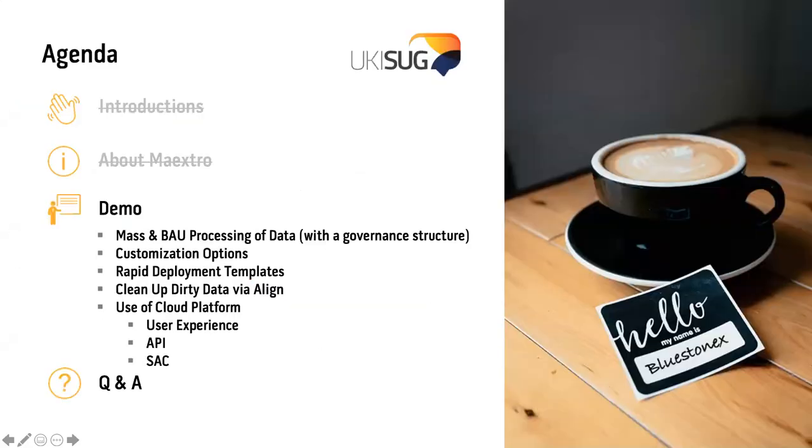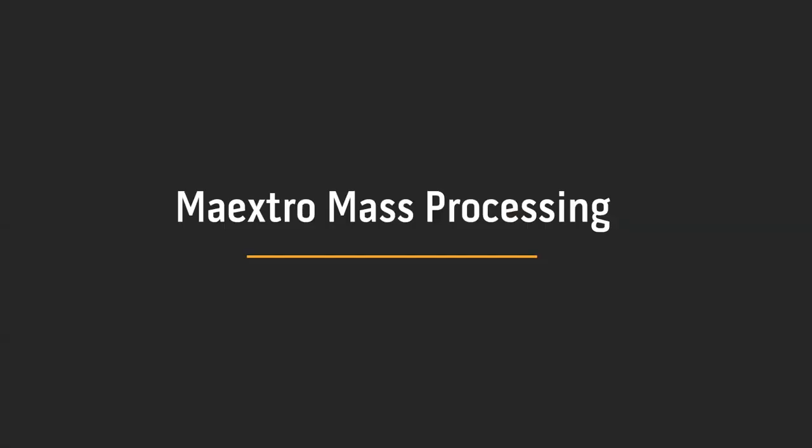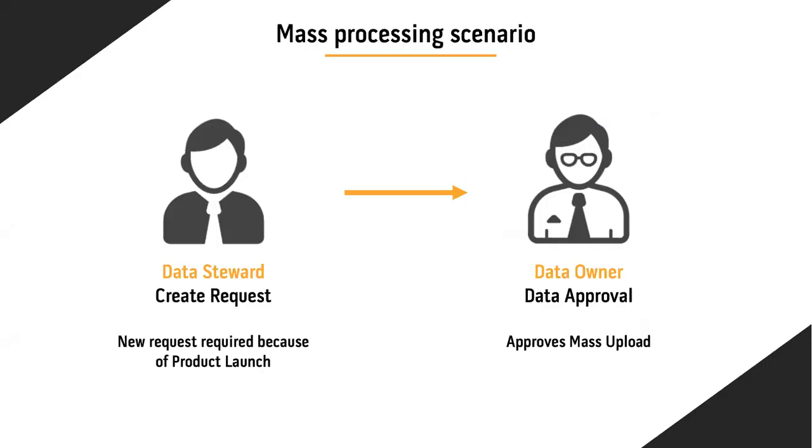Okay, right, let's get into showing you some stuff, because I think I've spoken quite a bit about this. What we're going to cover here in the mass processing is this typical scenario. It's not a typical end user thing. This would be a data steward wanting to create a request within Maestro to launch a series of products in one request, okay?